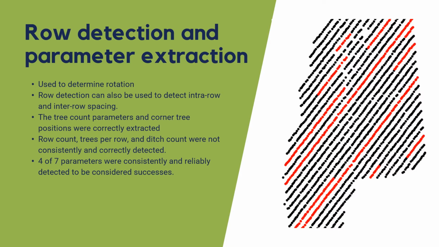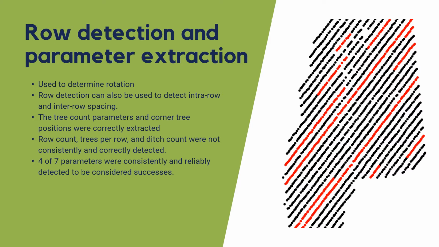Row detection was used to solve for the problem of rotation that template matching algorithms face. It was then extended to also solve for intra and inter-row spacing. A variation of it was also used to try to solve for the number of rows, ditch count, and trees per row. However, it failed, and a more complex row detection algorithm would be needed to solve for those parameters.